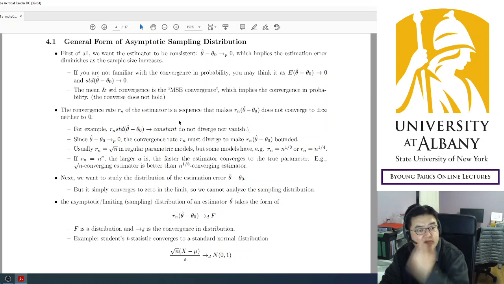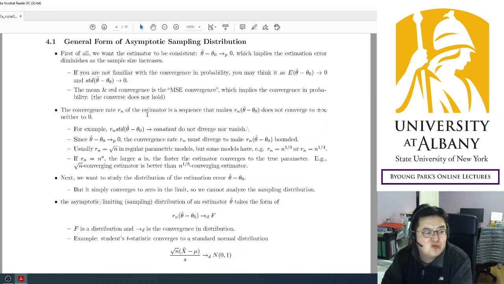If you have a hard time understanding that, I would suggest you think about this. As I said, the standard deviation approaches zero, but if you multiply it by a certain number, then the standard deviation does not diverge nor converge to zero. So it converges to a constant. That is the convergence rate, roughly speaking.